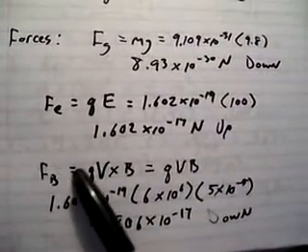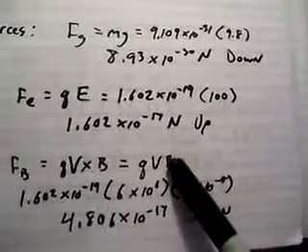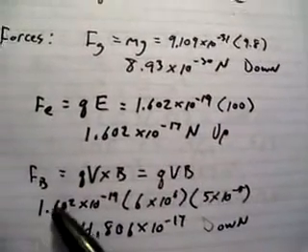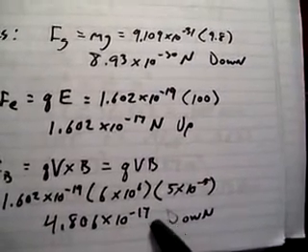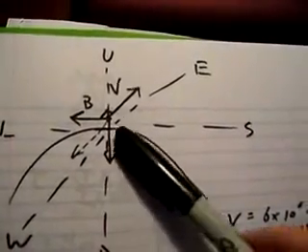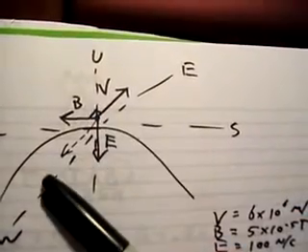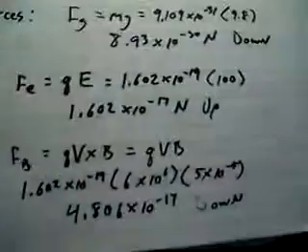And then for the magnetic field, it's QV cross B, but since they're perpendicular, like we saw here, it can just be QVB. That's how the cross product works. So just plugging in those numbers, we come up with the 4.806 times 10 to the negative 17th. That's going to be going down because the electron moving this way is like a proton moving this way. So if we do the right-hand rule, the field is our fingers, velocity is the thumb, and the force is the palm, which is going down. So that's how I got that one.